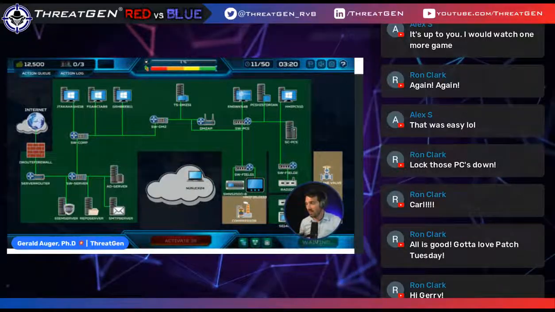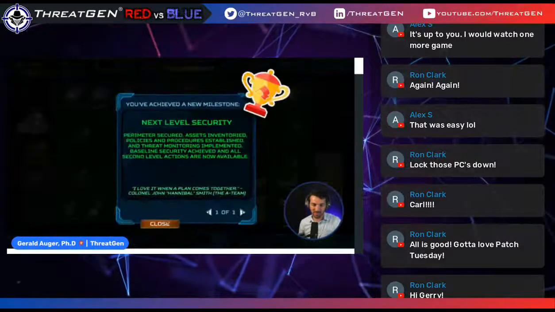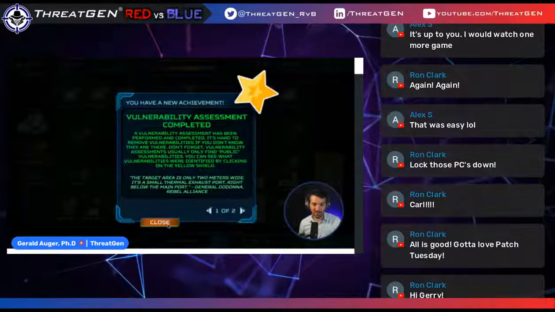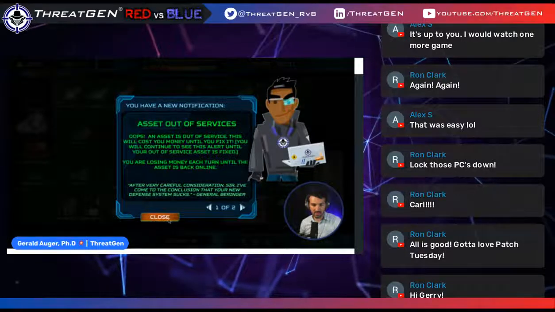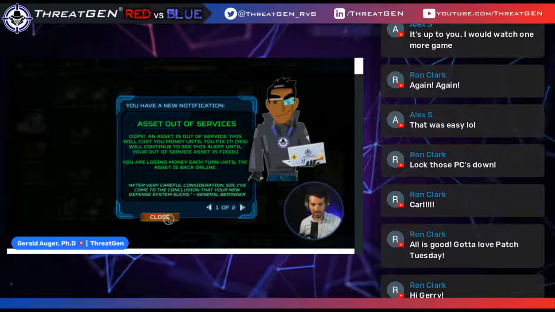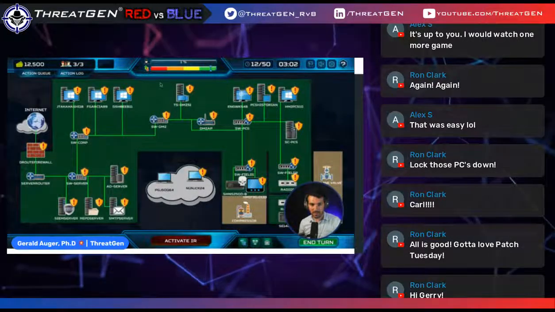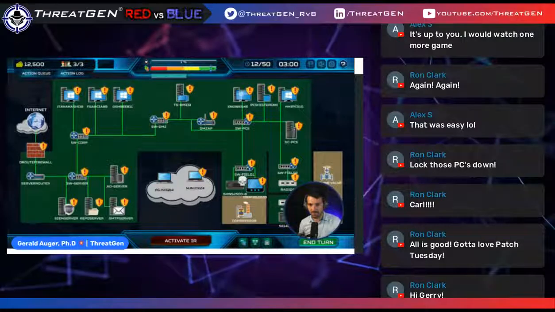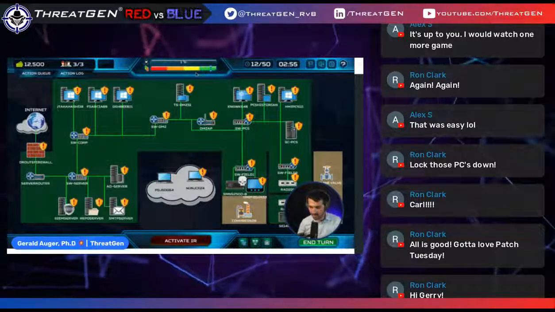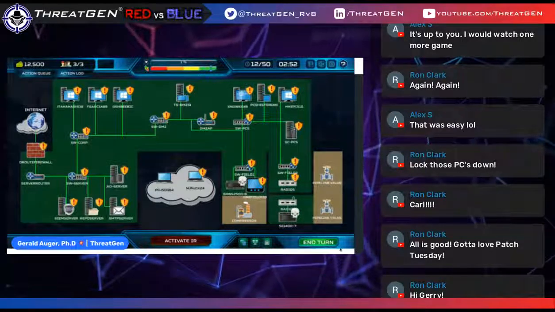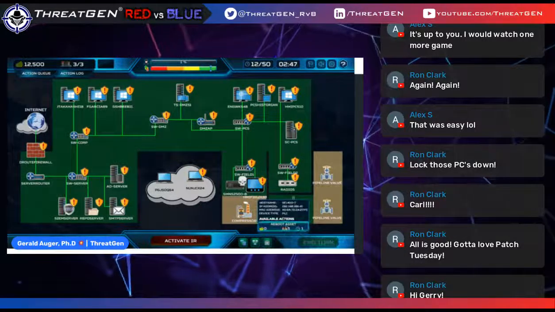And I'm telling you guys, in real life, when you're doing SecOps and bad stuff happens, it's very adrenaline rushing. You start moving fast, you start making mistakes. All right, see, asset out of service. Okay. You're losing money each turn until the asset is back online. You can see this gauge up here is the P&L for the company. We definitely want to keep it in the green. So let's see what asset is compromised. It looks like it's this guy down here. This notoriously bad asset. So let's reboot it.